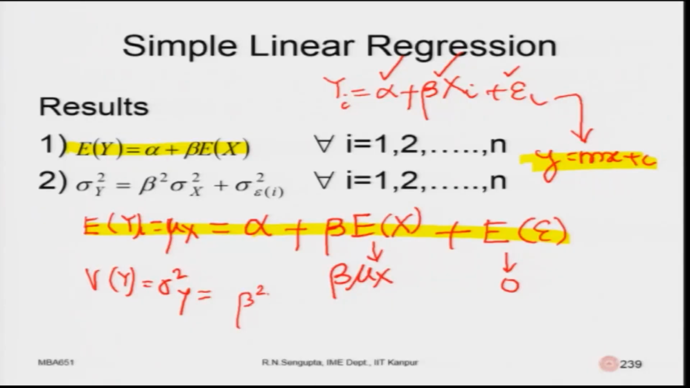First term variance of alpha is gone, only the variance of the second term and the third term is there. Second term variance is beta square sigma square x, and the variance of the third term is given by sigma square epsilon. So, if you check the formula, this is the equation we found out and this matches here. So, both the expected value and the variance for y, which is the dependent variable, have been proved.